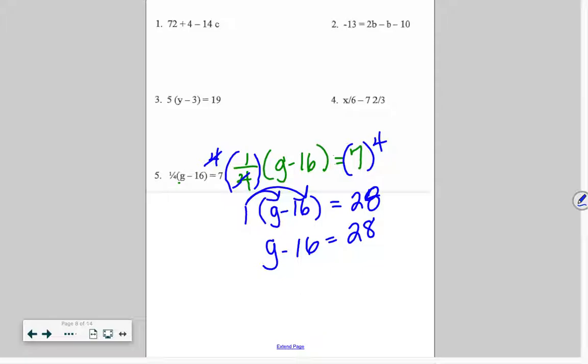So now if you add 16 to each side, g will equal, I'm sorry? 44. You're not always going to get a whole number. You could get a mixed number there.